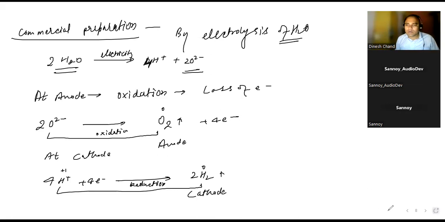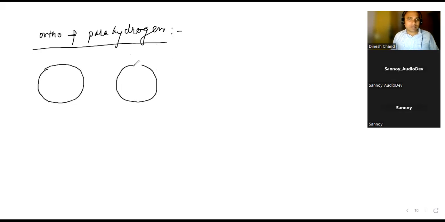One more point we are going to add: ortho and para hydrogen. Have you heard about this? Sir, I've heard only the names ortho and para in the chapter on chemical bonding, ortho nitrophenol and para. No, this is different: orthohydrogen and parahydrogen. Here we are talking about the two hydrogen atoms in an H2 molecule, with the center.